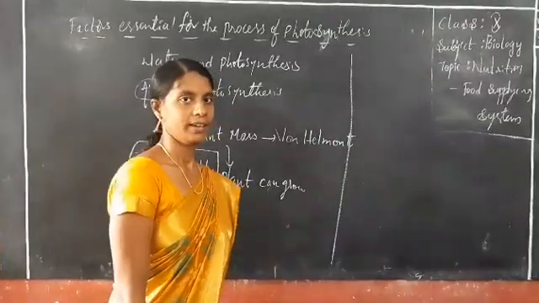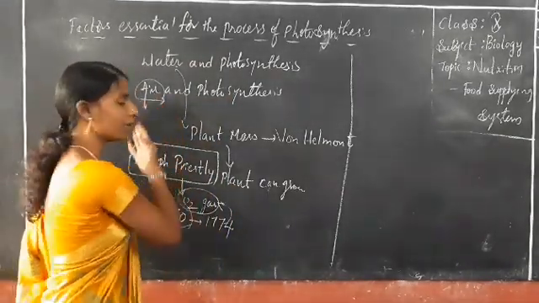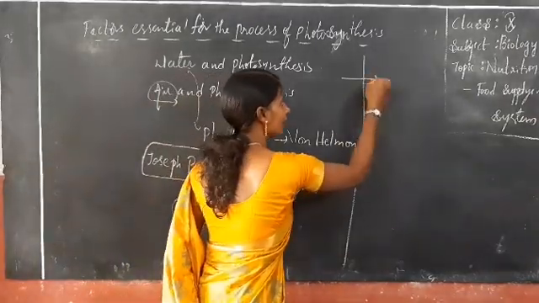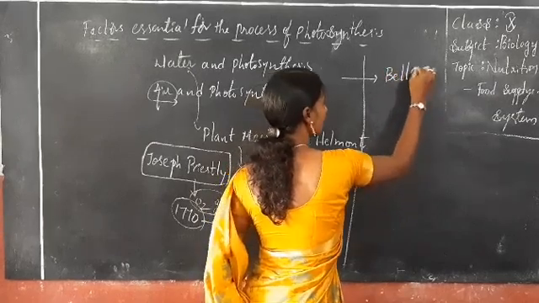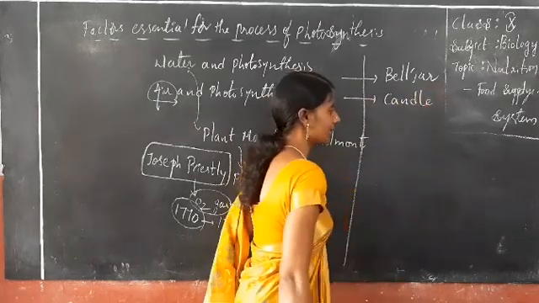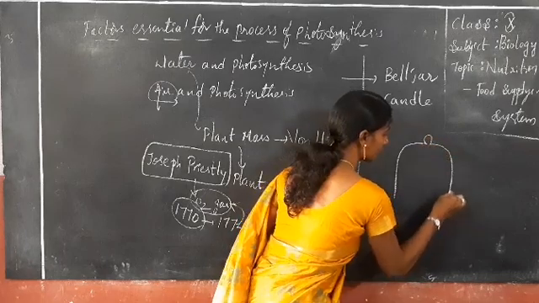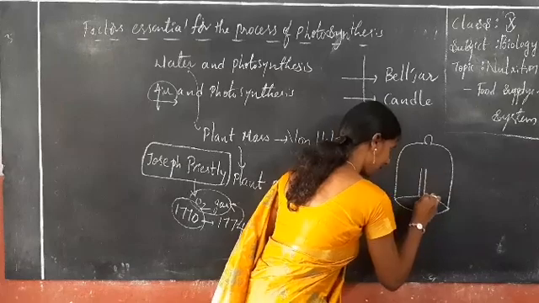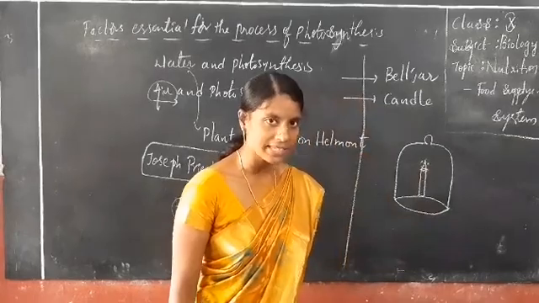He conducted so many experiments and discovered that air is useful for photosynthesis. First of all, he observed that in a bell jar, he lighted a candle. Basically, this is the bell jar, and he lighted the candle. As we told already, after some time it is extinguished.